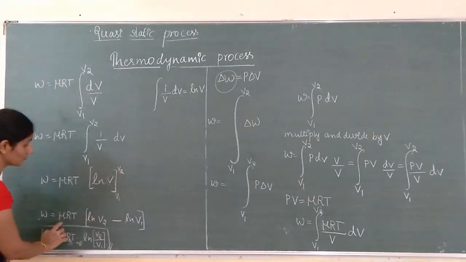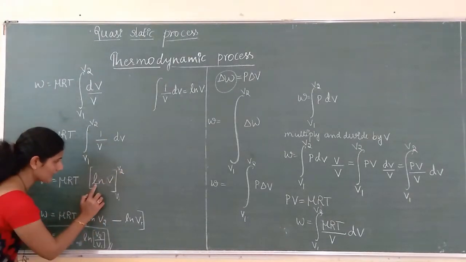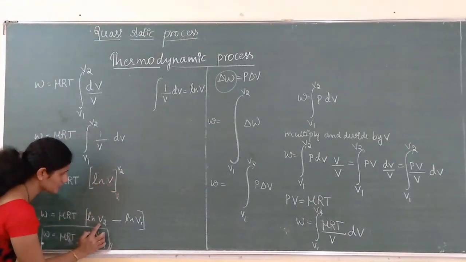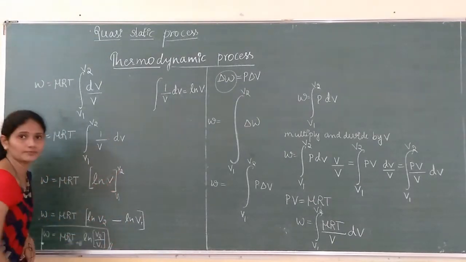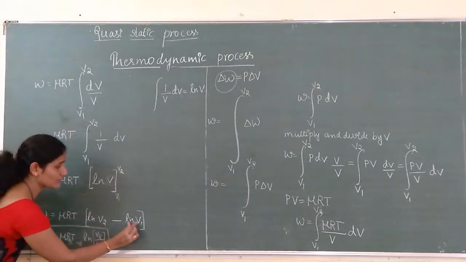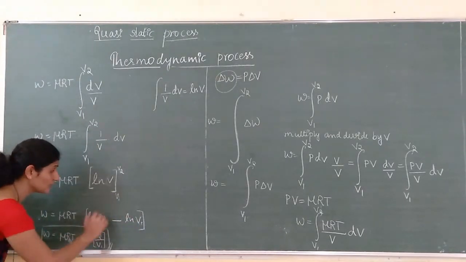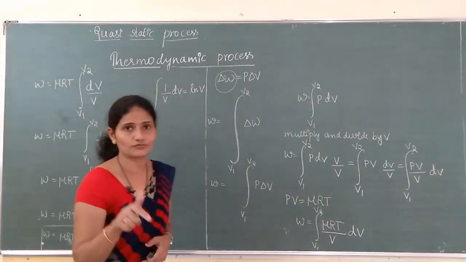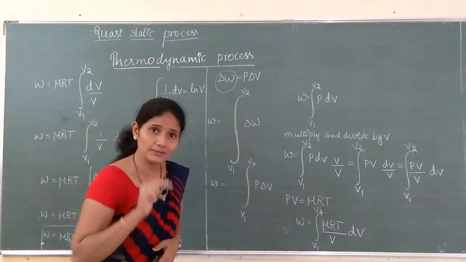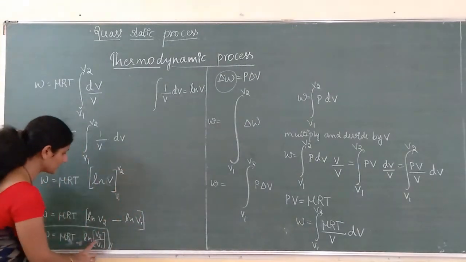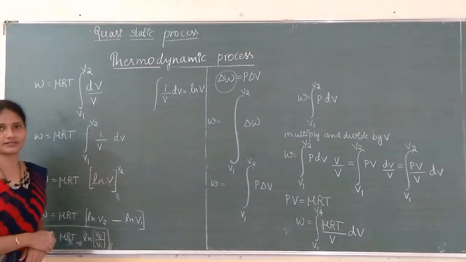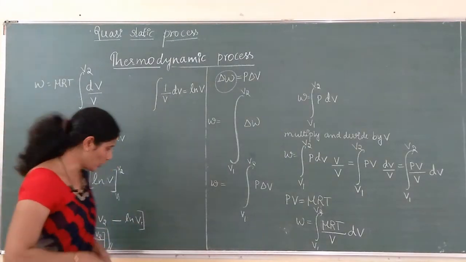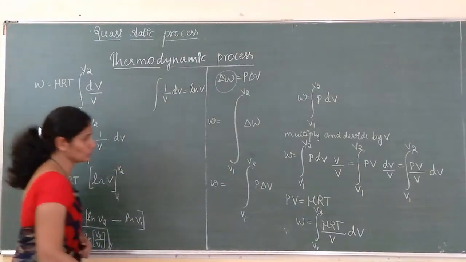So, W is equal to mu RT, and instead of V you write the upper limit first: ln V2 minus ln V1. Ln V2 minus ln V1 is nothing but ln V2 by V1. If there is ln A minus ln B, then you write it as ln A by B. Similarly, ln V2 divided by V1.